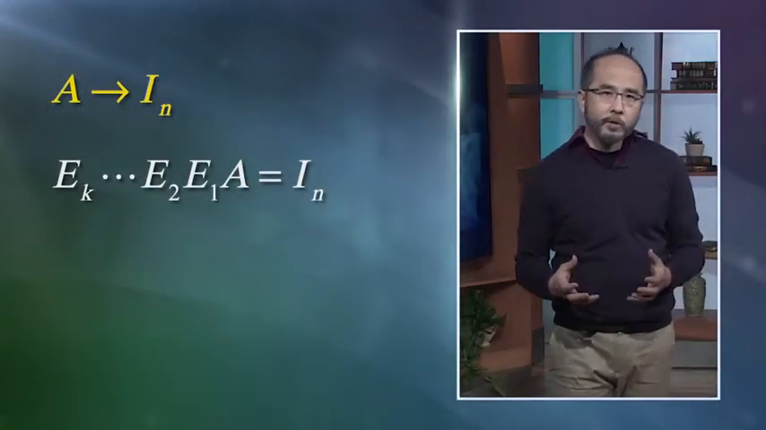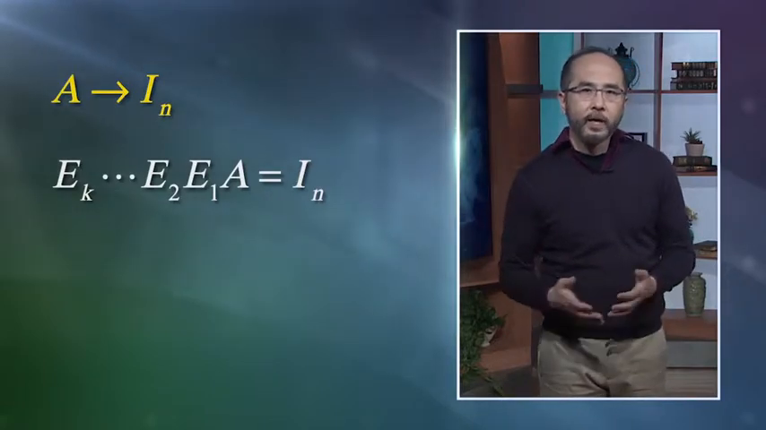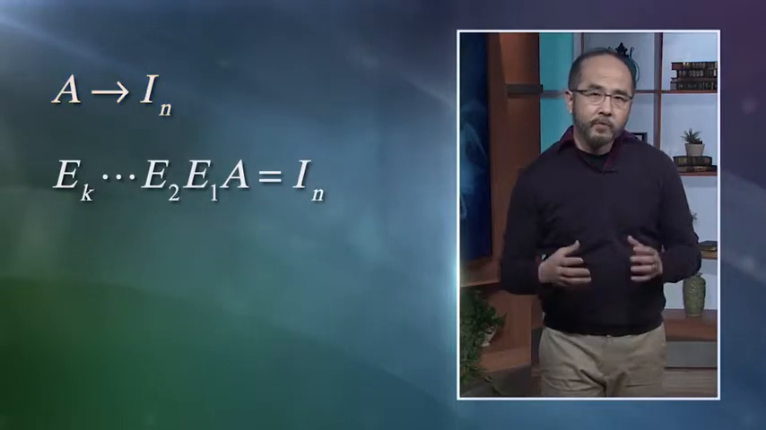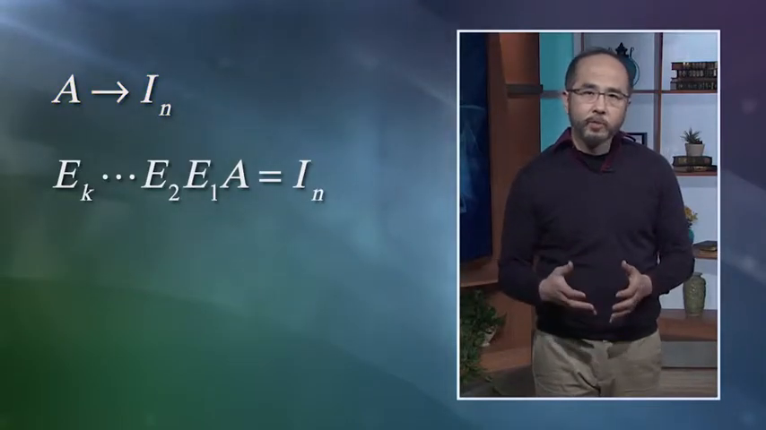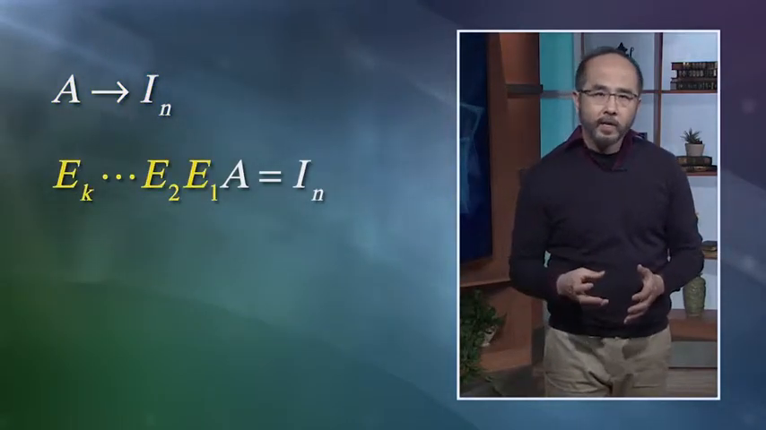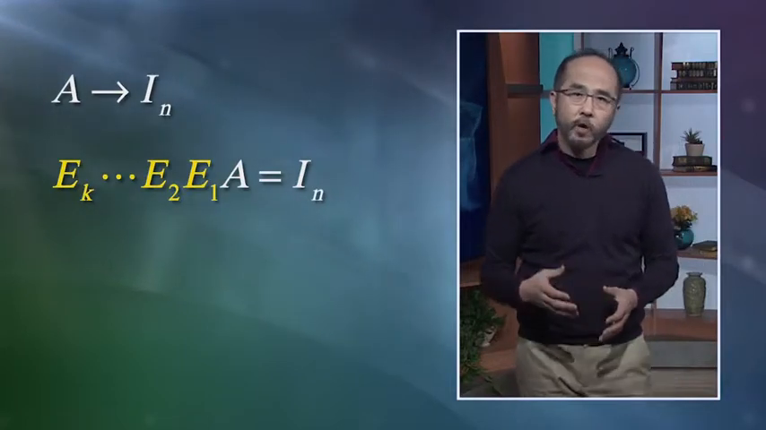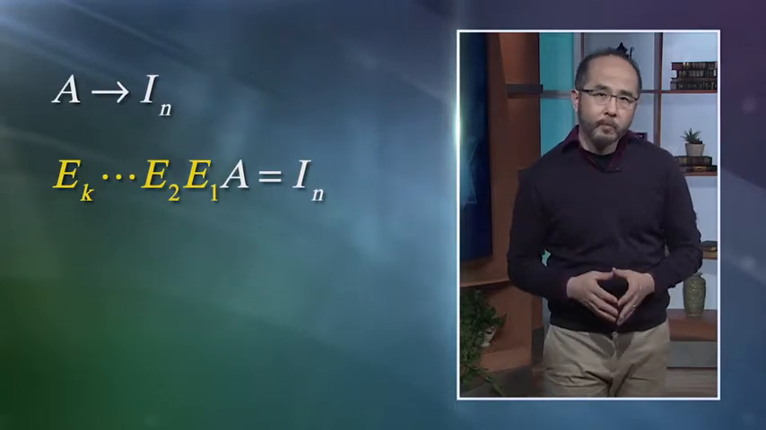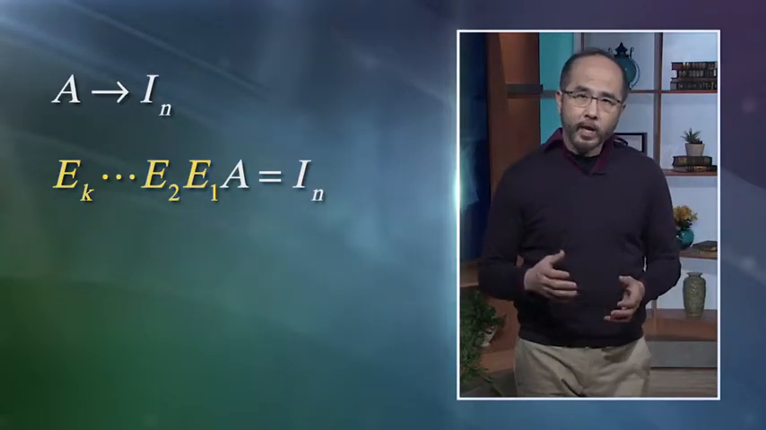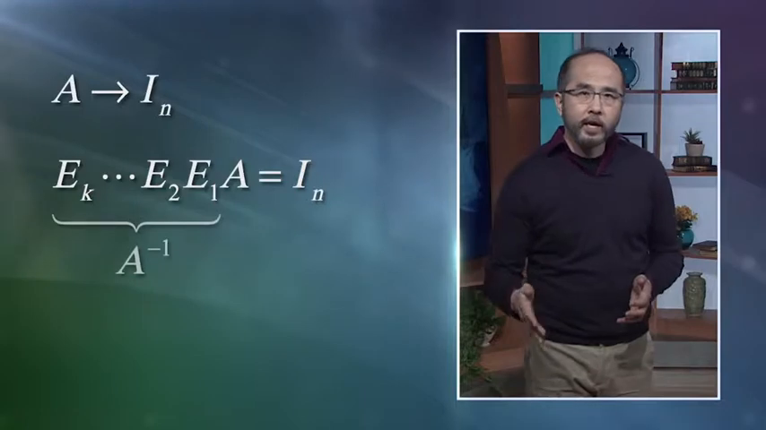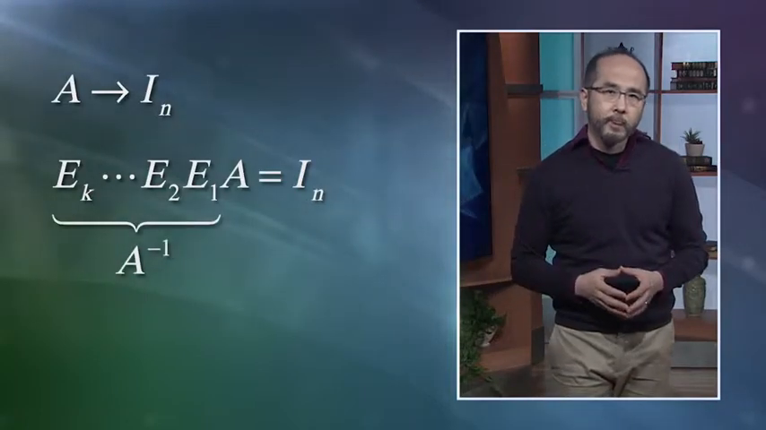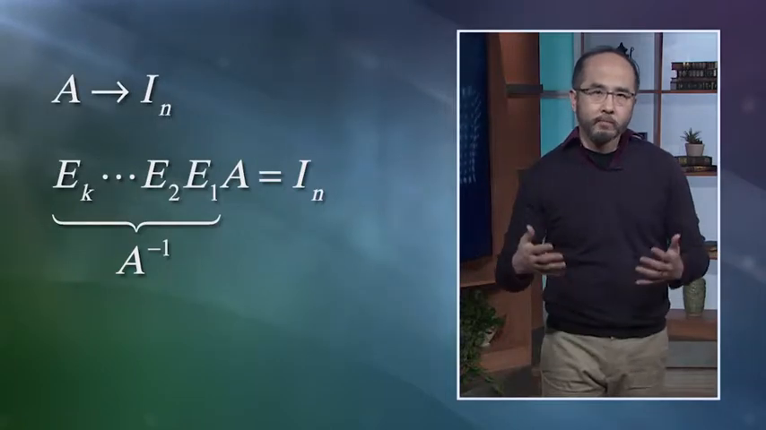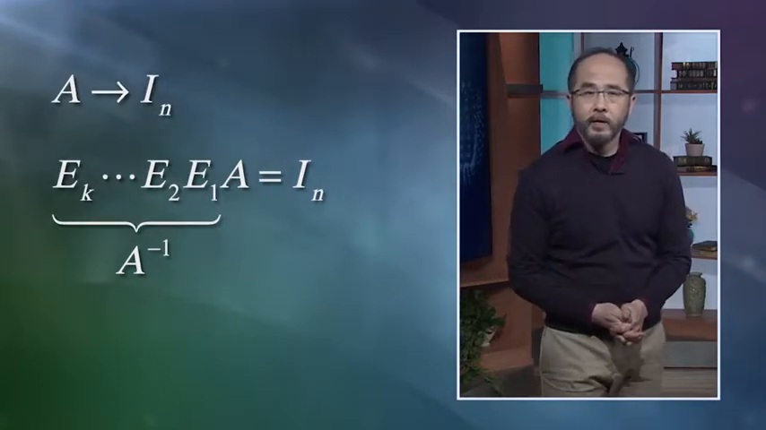Now, if we can row reduce the matrix A to the identity, then there's a sequence of row operations that will get us there. This is the same as successively multiplying the matrix A on the left by some elementary matrices, E1, E2 through, let's say, EK, to get to the identity matrix. Thus, the product of EK through E1 inverts A. Because inverses are unique if they exist, this product must be A inverse.